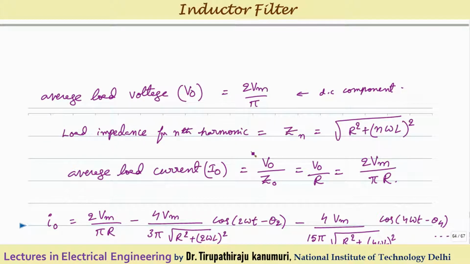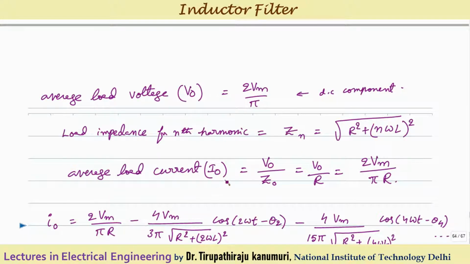And the load impedance for nth harmonic, because I have connected L also, so it is an RL circuit now. For RL circuit, we know the impedance is equal to square root of R square plus XL square. Because omega is equal to 2 pi f, for nth harmonic that frequency becomes n times. So that's why I have written n omega L whole square. This depends on which order harmonic it is opposing. That means this impedance is offered for which particular harmonic component. Like for example, for DC component, n is equal to 0, so only resistance will be there.